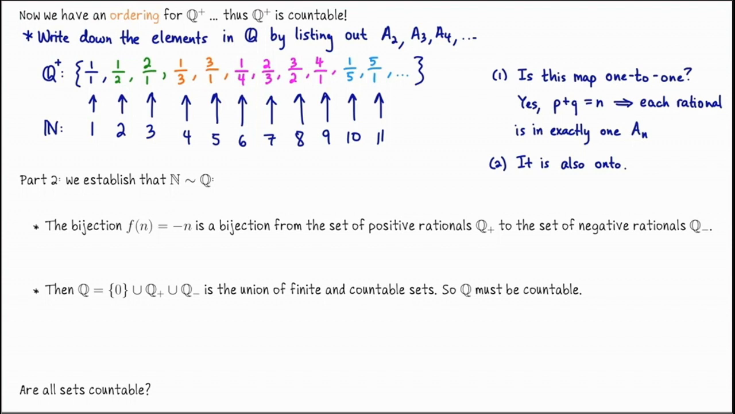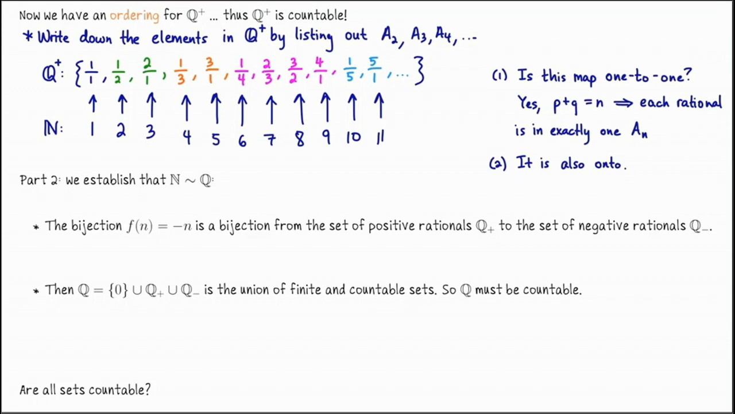So now that we've created a bijection from the set of natural numbers to the set of positive rational numbers, we conclude that the set of positive rational numbers is countable. Next, we say that since f of n equals negative n is also a bijection, taking us from the set of positive rational numbers to the set of negative rational numbers, the set of positive rationals and the set of negative rationals must have the same cardinality. That's not very surprising, right? It's clear how to pair up positive rationals with negative rationals. Take the union of those two sets together with the single element set 0. Since that's the union of two countable sets together with a finite set, that means that the set of all rational numbers must also be countable.